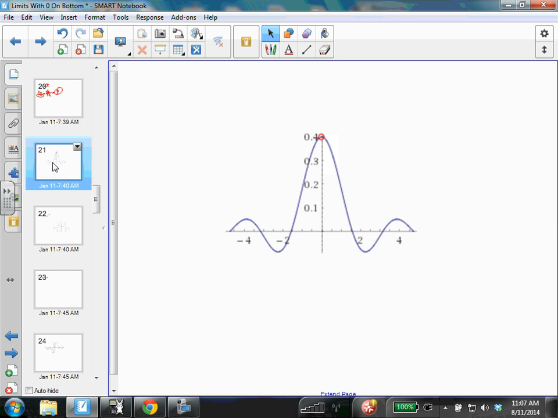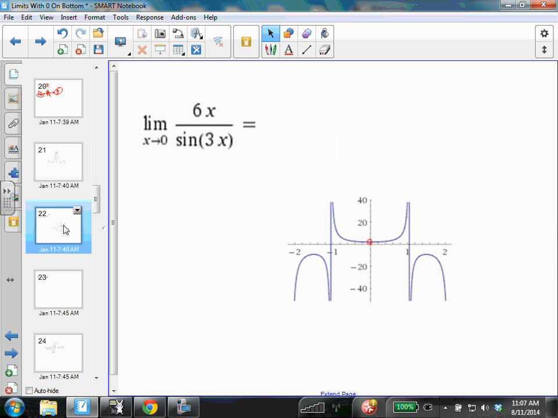That's the graph of what that last one would look like. See if you can figure this one out. Work it the same way.